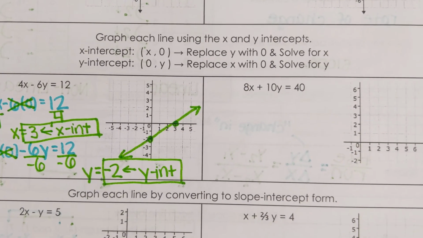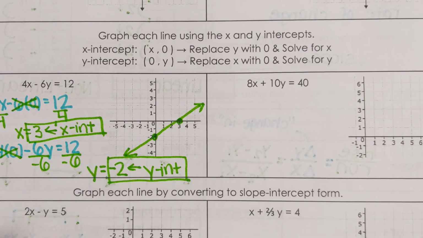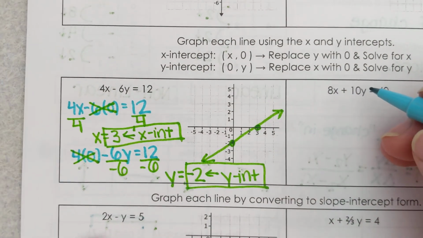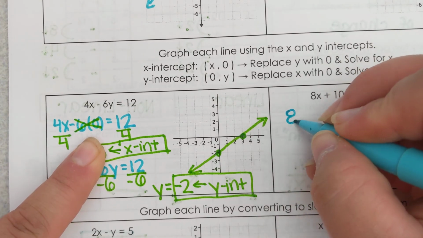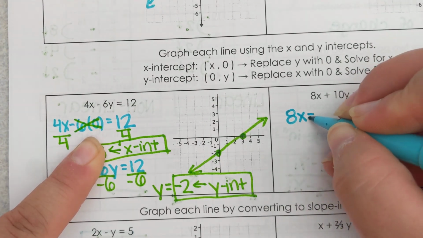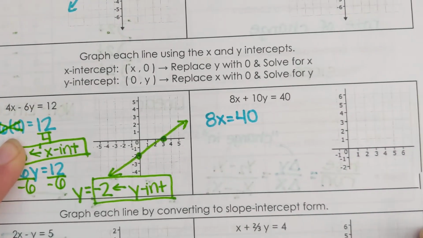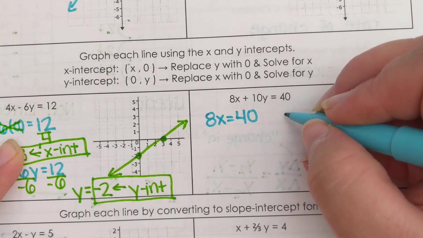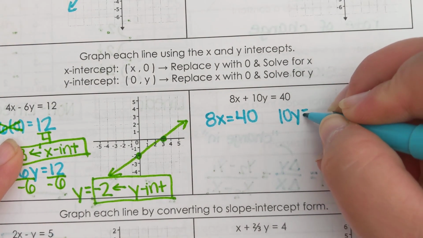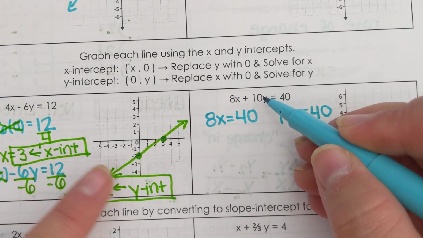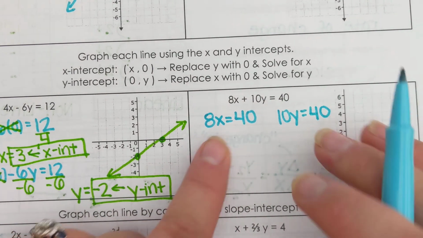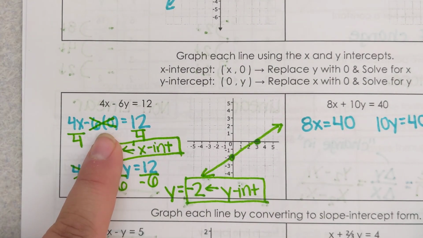All right, one more. I'm going to go through it a little bit faster this time. So you know that the other variable is going to go away. So one thing that you can do is just say, okay, 8x equals 40. And then 10y equals 40. So since you know that it's going to be 0 and just go away, you can just kind of skip it like that. Just like we crossed it out over here.